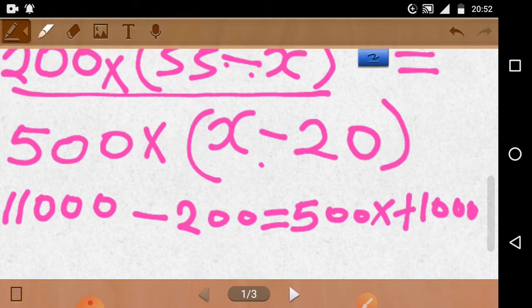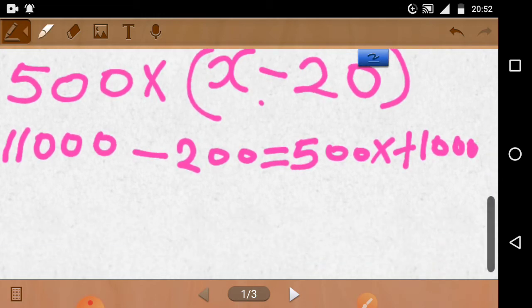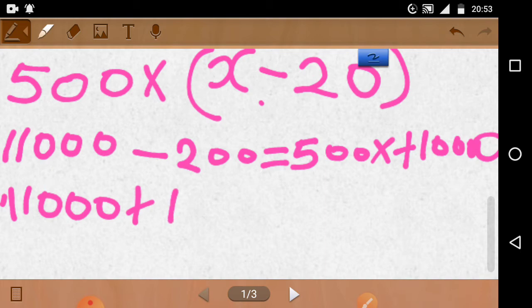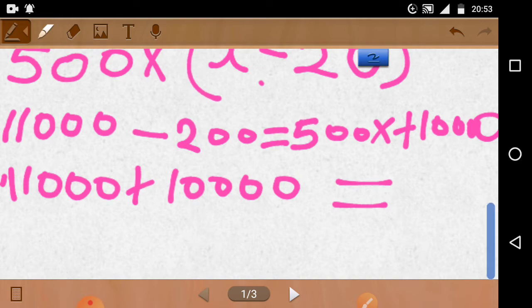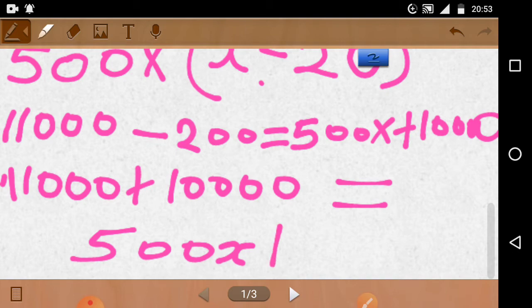Okay, now let us collect the like terms together. 11,000 plus 10,000 will be equal to 500X plus, remember this was X, plus 200X.